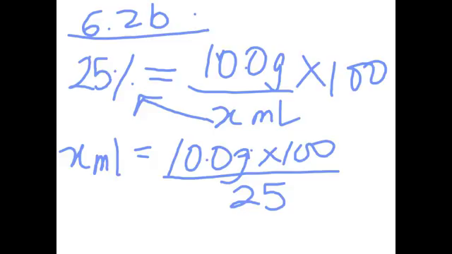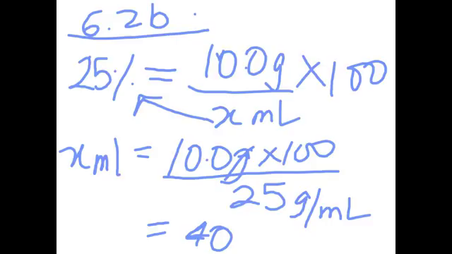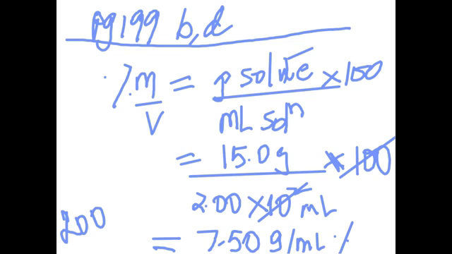Okay, so now what did you get? No, it won't be 40 grams, because 25 is grams per mL, right? And the grams canceled with the grams, so it's 40 mL. Does that make sense to everybody, please? Good. All right, now let's move on to the next thing.